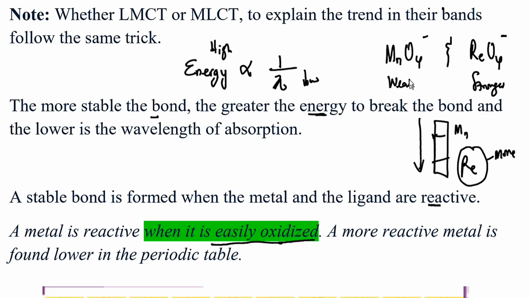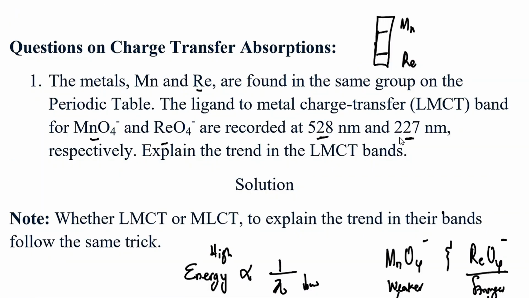So the Mn compound has a weaker bond. It's not a weak bond, but it's weaker compared to the Re compound. The Re compound will form a stronger bond because Re is much more reactive and more easily oxidized than manganese. This one will require more energy to break the bond, and therefore we have a lower wavelength, while the other has a higher wavelength. Looking at the question, we can see that the higher wavelength belongs to the manganese compound, and the other belongs to the rhenium compound. So take note of that.